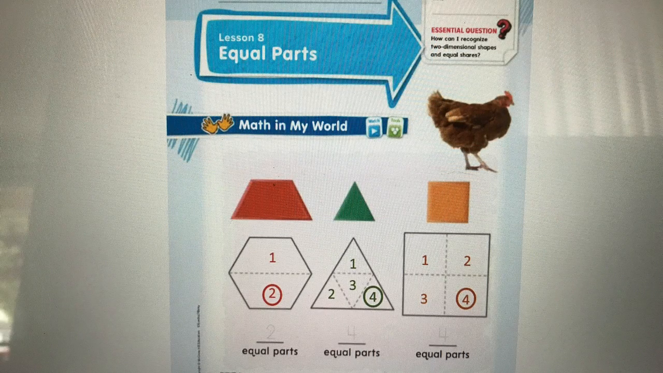I wrote numbers in the spaces to help me count how many equal parts there are. So in the trapezoid shape, there are 2 equal parts. There are 4 equal parts in the triangle and 4 equal parts in the square. On your paper, I want you to write the numbers too. Then circle the highest number because that will help you know how many equal parts are in that shape. Then write and trace below.